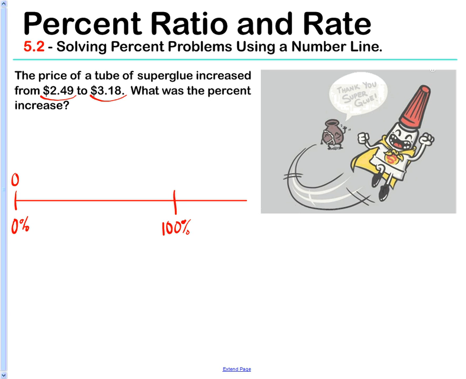So we know that 100% of our price is $2.49. And we know that our final price that we want to get to and identify the percentage of is $3.18. We just don't know what it is. So what we have to do in this scenario is identify, again, what 1% is.